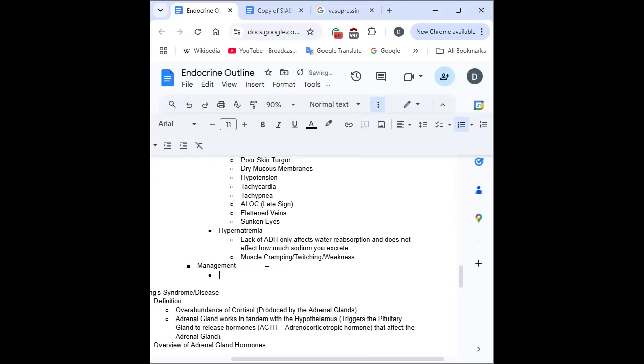So with your management, that focuses a lot on fluid treatment of hypovolemia and shock. You're going to do assessments on their vital signs. You're going to do strict I's and O's to measure and figure out what's going on with that. IV fluids and stuff to increase the blood volume and maintain the blood pressure.